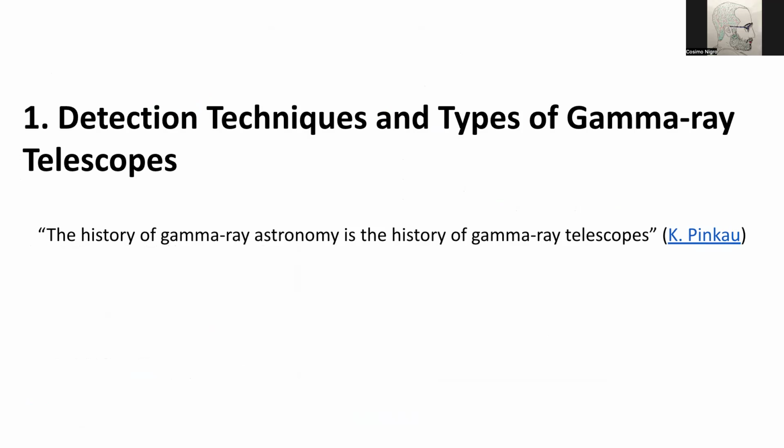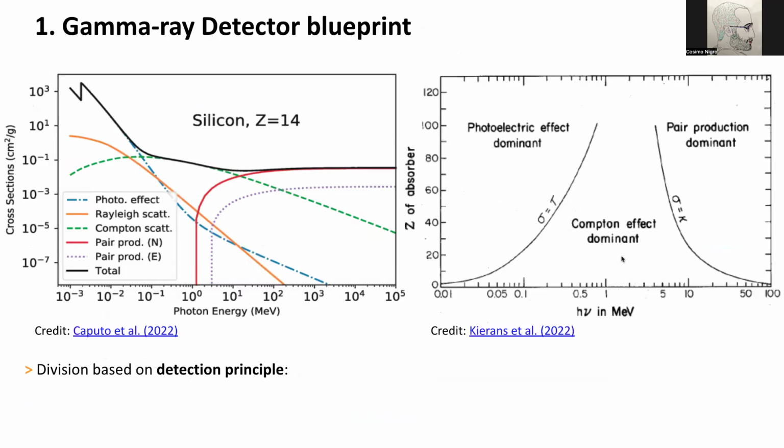So before actually entering the history of gamma ray astronomy, let's try to imagine and describe how a gamma ray detector is actually built. I really liked a sentence that I found in a review: the history of gamma ray astronomy is the history of gamma ray telescopes. So let's start to imagine we want to build a gamma ray detector. What should we take into account first? Well, first, we should take into account how gamma rays interact with matter, no?